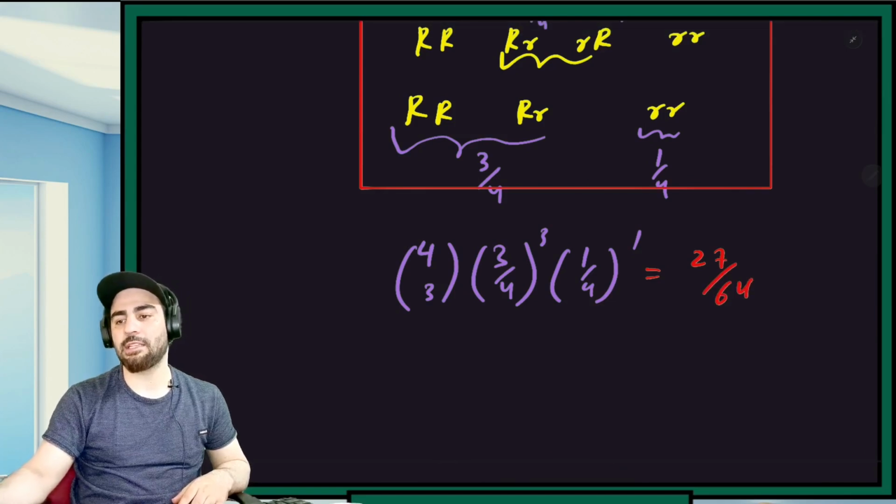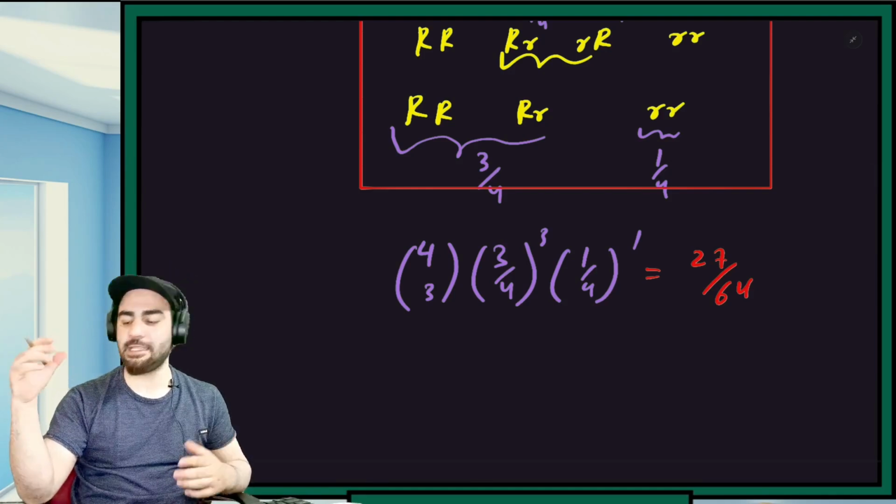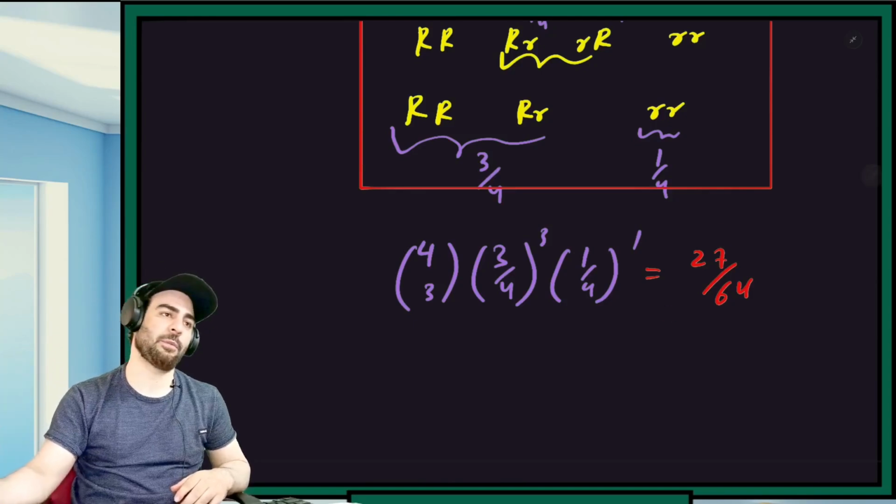Hence the answer to the question, what is the probability that 3 out of 4 children have the outward appearance of the dominant gene, is 27/64.